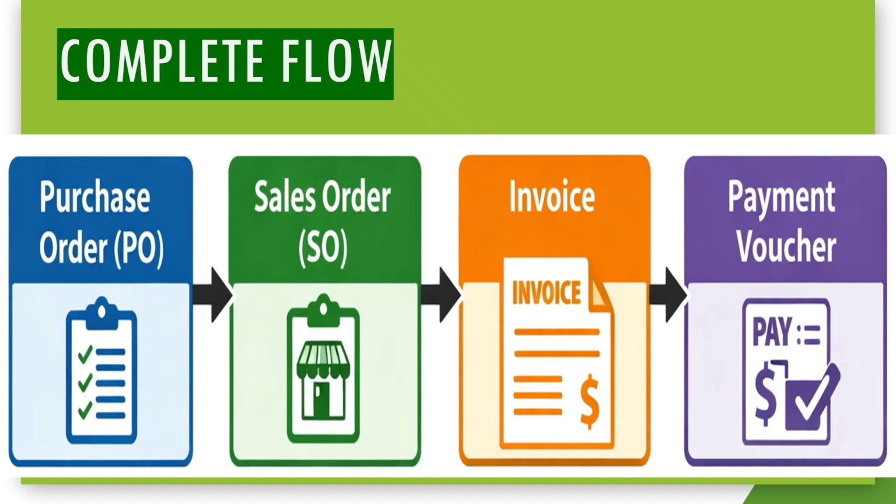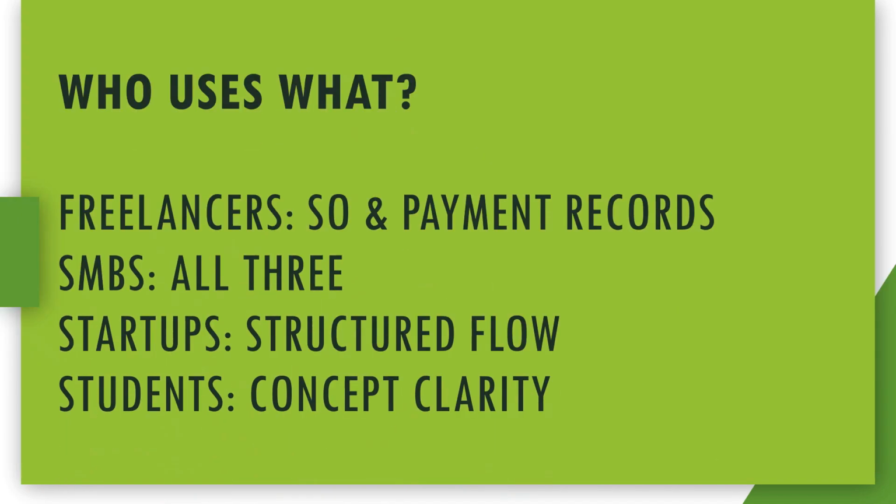After the goods or services are delivered, an invoice is issued to request payment and outline what is due. Finally, when the payment is made, a payment voucher is created internally to record and document the payment for tracking and verification purposes. Together, these steps create a clear, traceable workflow from intention to settlement. Different roles use different parts of the flow, but understanding all three gives you confidence across roles and industries. This is foundational knowledge.